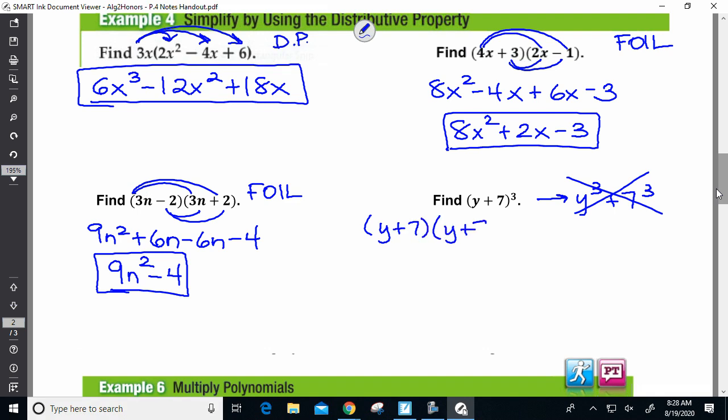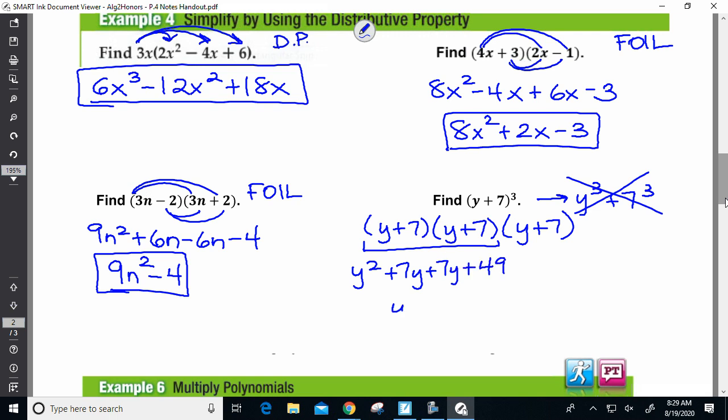Okay, well, we can roll what you just said. First, write it out 3 times. We're going to multiply 2 of them at a time. So take the first 2, multiply them out. So that's y squared plus 7y plus 7y plus 49. So y squared plus 14y plus 49.